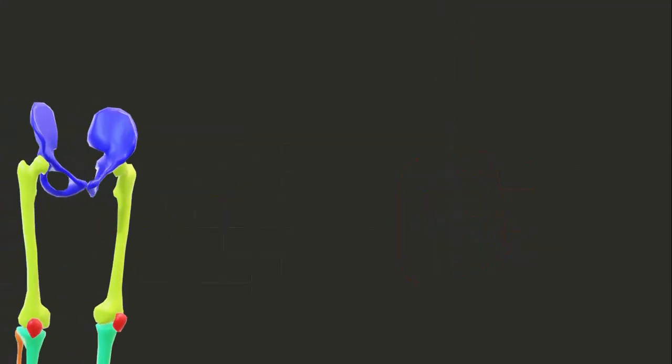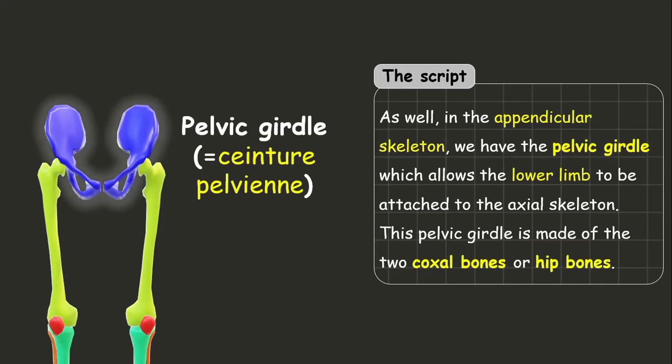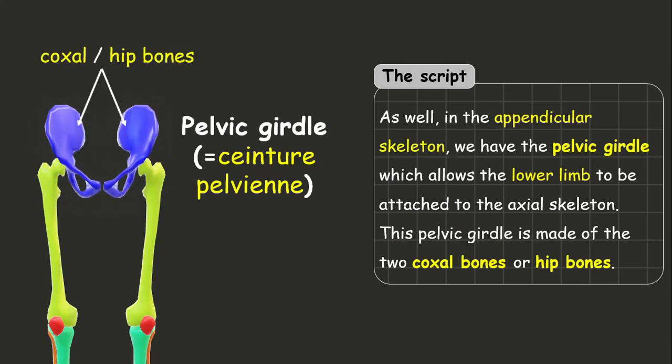As well, in the appendicular skeleton, we have the pelvic girdle, which allows the lower limb to be attached to the actual skeleton. This pelvic girdle is made of the two coxal bones or hip bones.